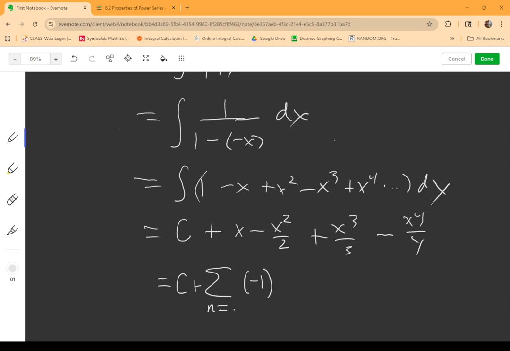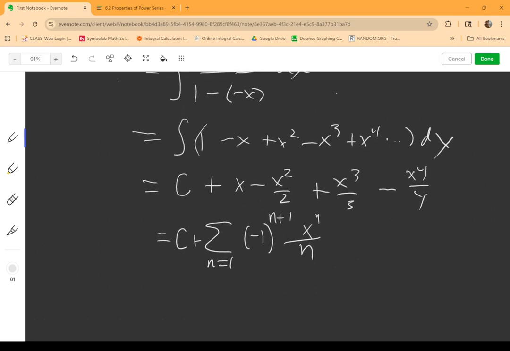I have an alternating one. If I started at n is equal to 1, I'll make sure to make the positive term first. I'll do that plus 1, so it starts off at an even number. And then the pattern is simply x to whatever power over n.